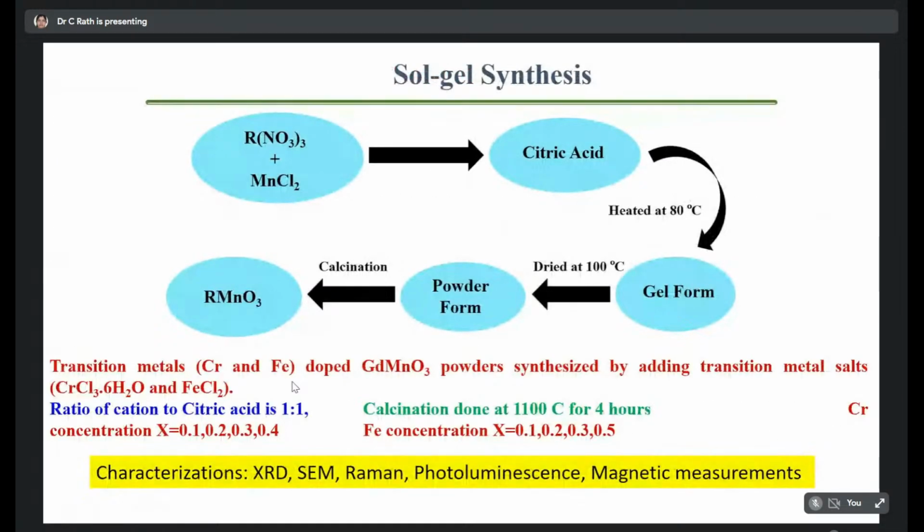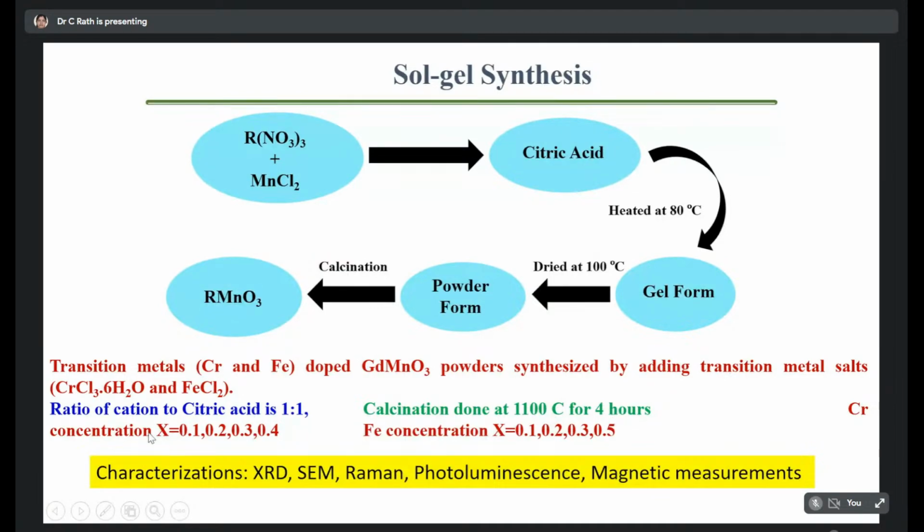So how we did this work: we synthesize this material, we take rare earth nitrate and we add manganese chloride to it, and we add citric acid and heat at 80 degrees centigrade. It forms a gel, and when we dry it at 100 degrees centigrade, it is converted to powder form. After calcination at different temperatures, we could get different concentrations of dopant, and the ratio of cation to citric acid is 1:1, and calcination is done at 1100 degrees centigrade for 4 hours.